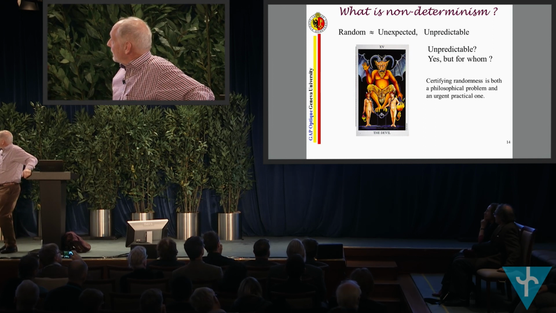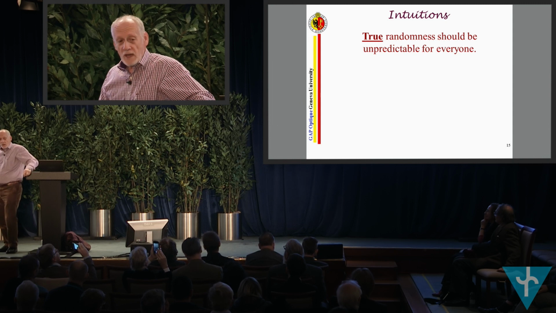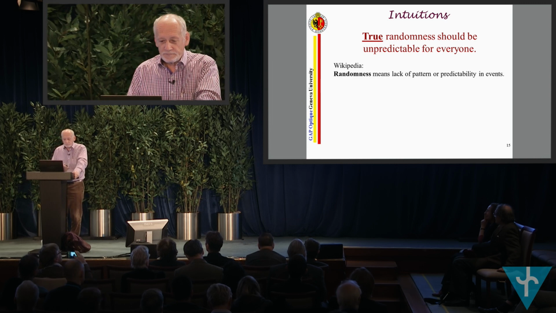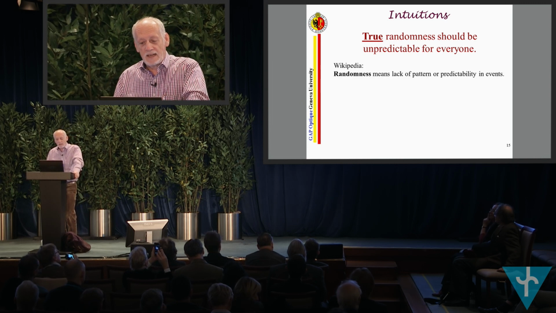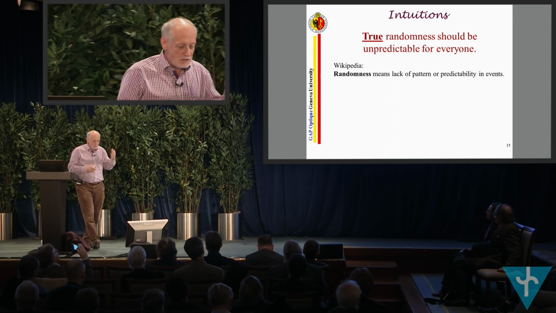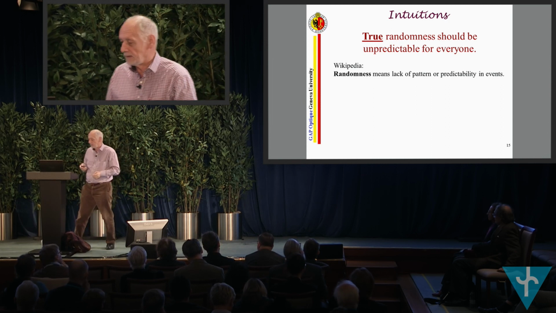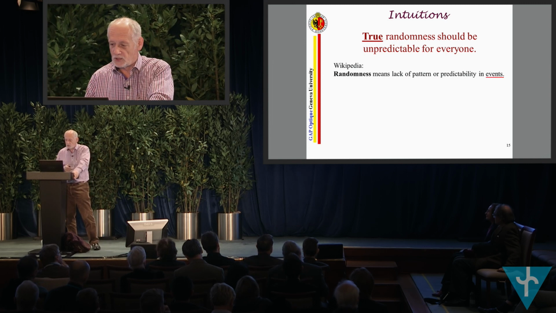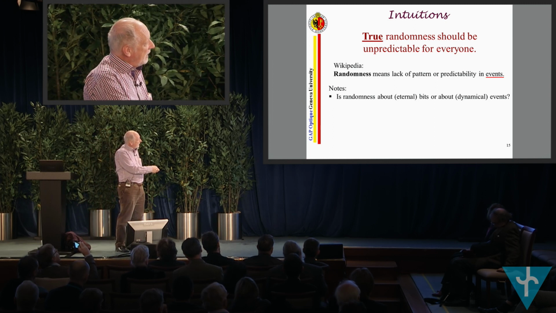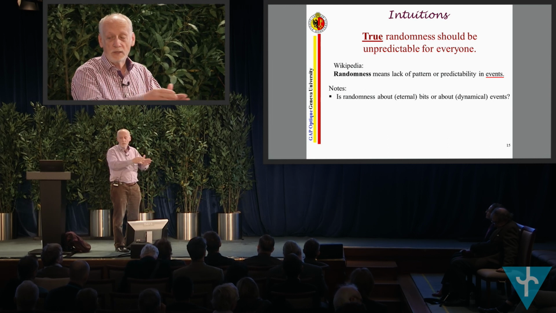Well, the true randomness should be unpredictable for everyone. Should be intrinsically unpredictable. If you look on Wikipedia, it's a lack of pattern or predictability in events. Now, we mathematicians have a different definition. We think in terms of complexity or Kolmogorov complexity, the possibility to compress the information. And so for mathematicians, randomness is about a given sequence of bits, so eternal bits. They're given at once forever.